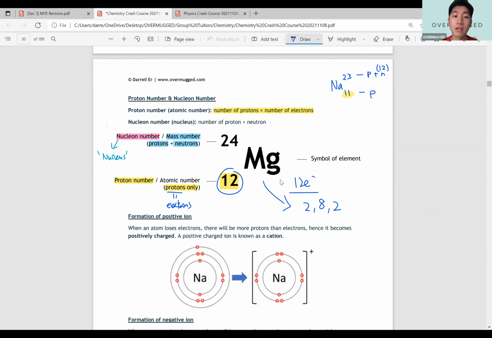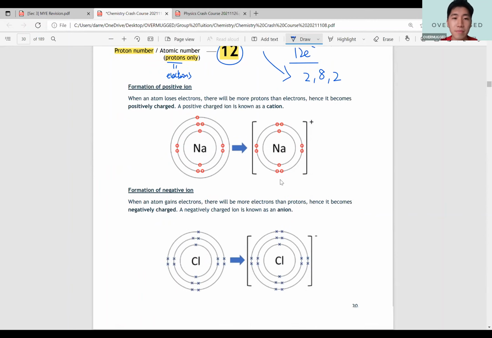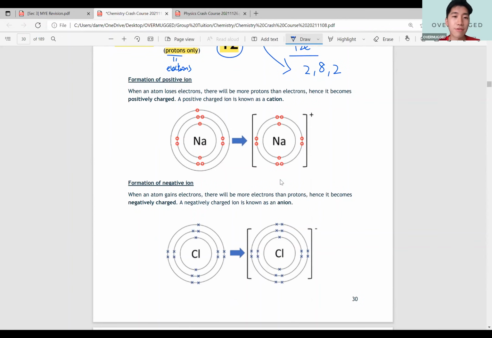Then we talk about the importance in understanding the numbers here, and specifically, how do we calculate the number of neutrons? Now, if you understood everything so far, you will have a much easier time understanding the next part on ions. Now, here we have 2 types of ions. We have your positive ion and we have your negative ion.